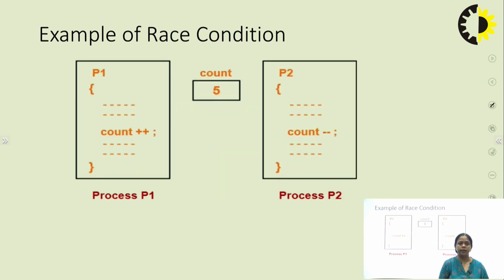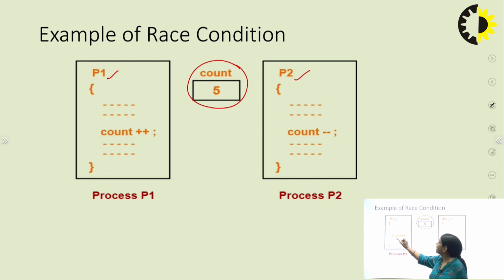Now you can see here, this is the example. P1 and P2, two different processes, and this is a common variable count. This particular process P1 is incrementing the count variable, and this particular process P2 decrements this count variable.